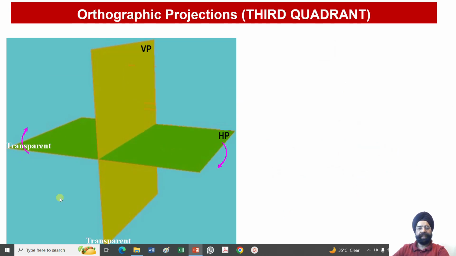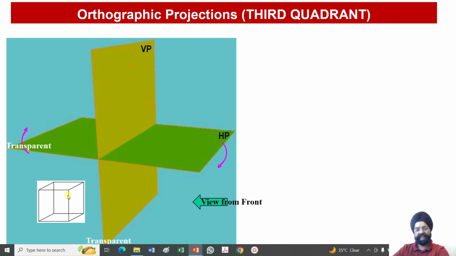Then in the third quadrant, my object will be lying below HP and behind VP. So if my object lies below HP and behind VP, and once again I am going to look at this object from the front side. Here you see, I am looking at this object from the front side. Now if I treat it to be opaque, this will be a case of an object beyond the wall. You will not be able to see the object. So if you have to see the object, this wall or the reference plane, the plane of projection, has to become transparent. So this plane will be assumed to be transparent.